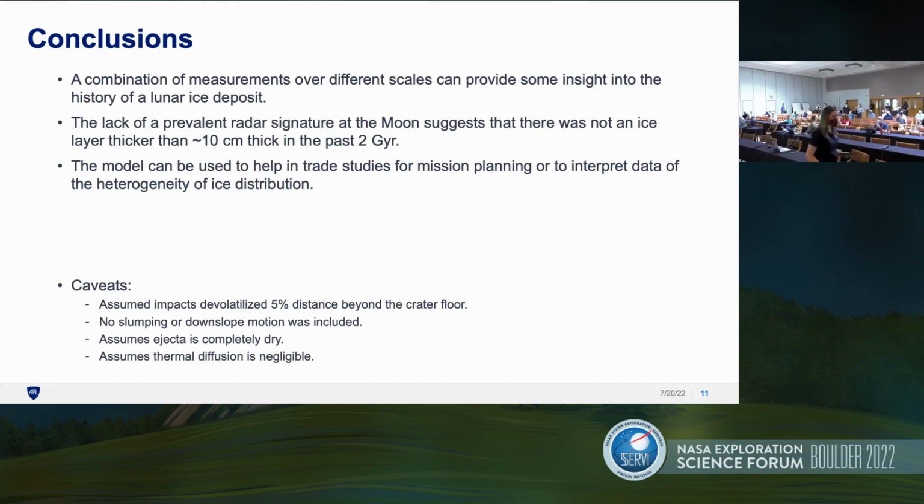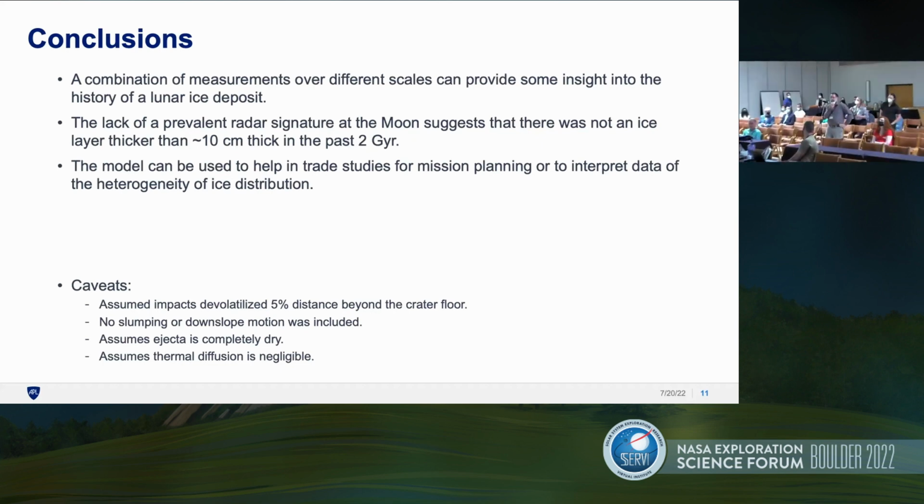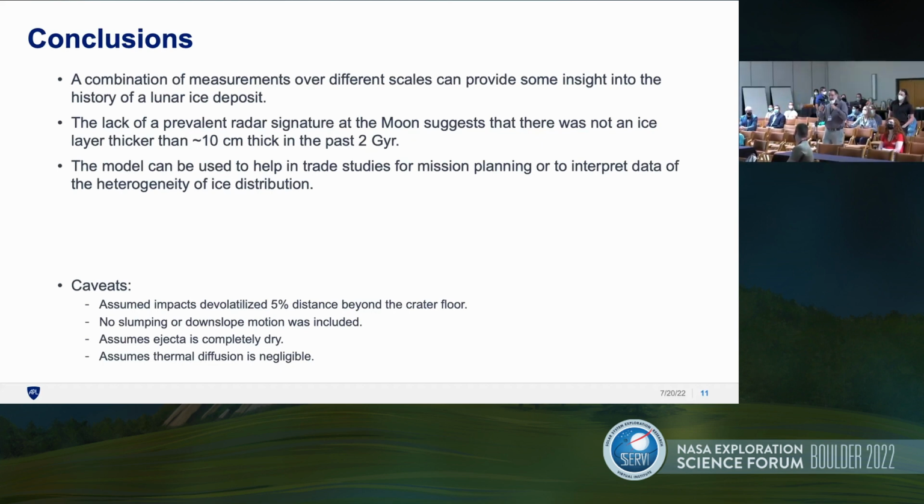A quick question about the caveats. So probably in the ejecta process, you're going to be moving the ice around into that layer. Are there any thoughts on maybe what that amount would be that would get preserved from the impact?